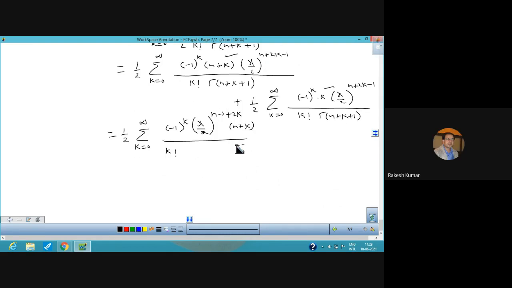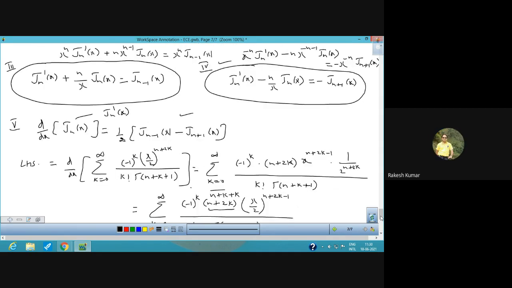So this is n plus k, and in the denominator use the formula of gamma. So that will be n plus k gamma n plus k. Similarly, in the second term we shall have 1 by 2, this is 1 by 2 positive sign, and now the term can be written as minus 1. Now you just see what we want to prove. We want to prove the relation is equal to Jn minus 1 x minus Jn plus 1 x.